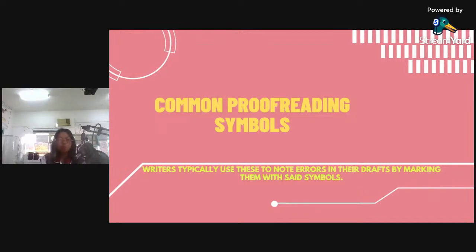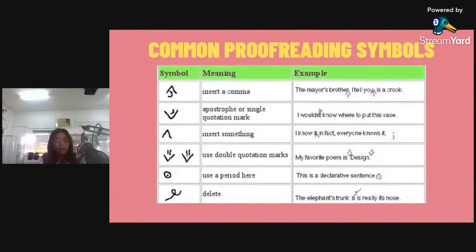So, common proofreading symbols. Writers typically use these to note errors in their drafts by marking them with said symbols. Firstly, the first symbol is like an arrow upwards. It's called insert a comma, meaning if you're missing some commas in the sentences, they will add the symbol below the word. Then we have the apostrophe or single quotation mark, meaning if you've mistaken a word and you have two quotation marks, they're going to ask you to take one out or add another quotation mark in the words.